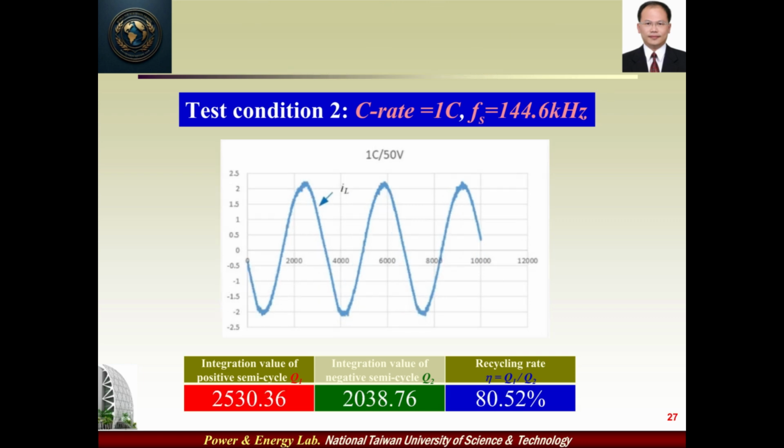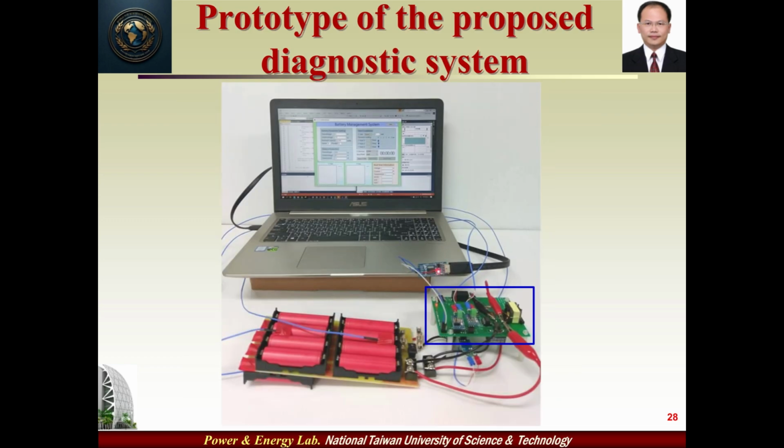That is another test condition. When the C rate is increased to 1 C, the recycling rate decreases to 80.52%. It is apparent that most of the unrecyclable energy is consumed on components and results in power losses. Although the proposed sinusoidal load cannot recycle all of the drawn energy from the battery module, it is still superior to the traditional battery tester. This slide shows the prototype of the proposed diagnostic system.